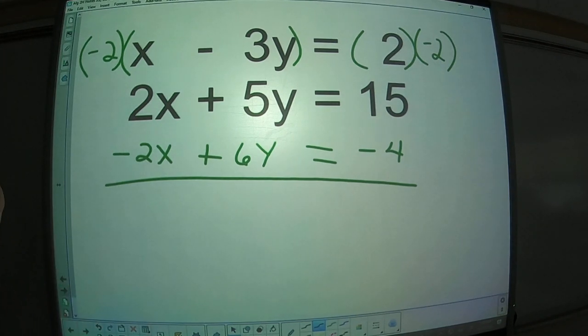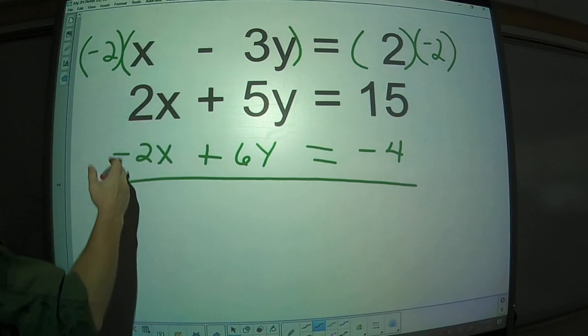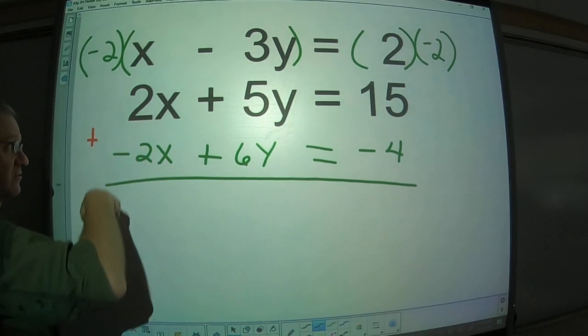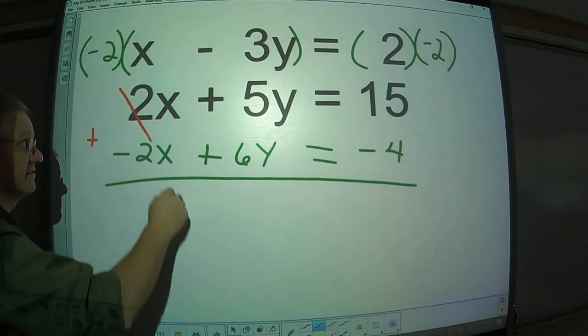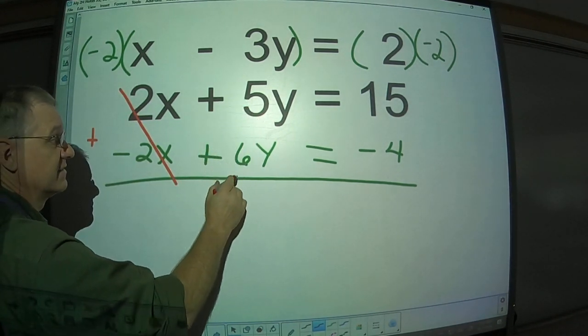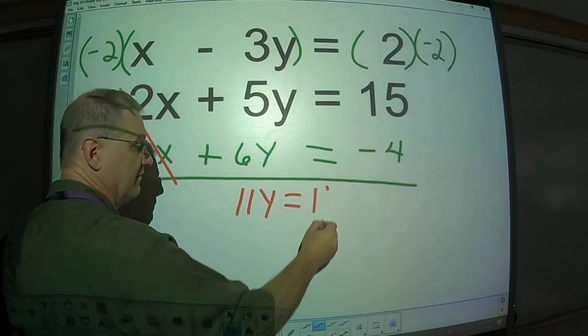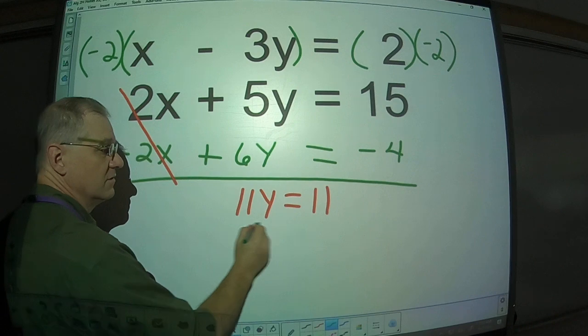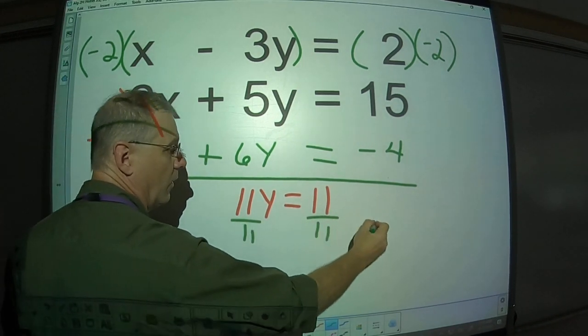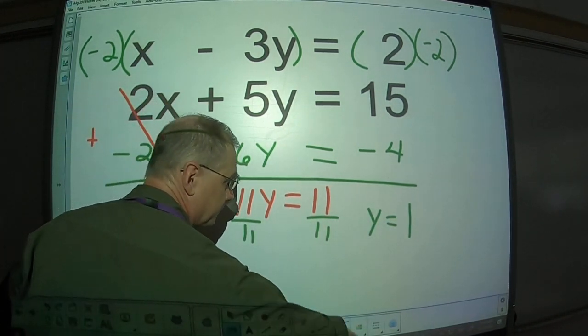Now if you prefer to rewrite the entire thing, which we'll do in our next example, then that's fine as well. 2x plus, we're going to add straight down, negative 2x, that cancels out. 5y and 6y is 11y, and 15 and negative 4 is 11. So all I have to do is divide by 11, and y is 1.